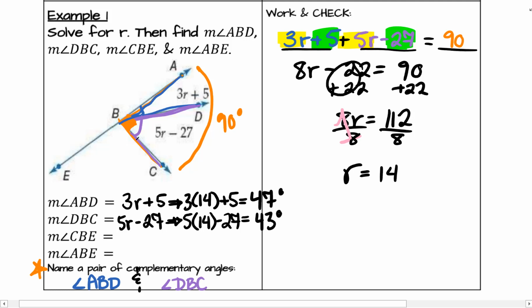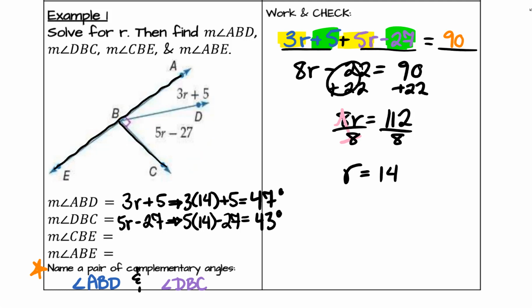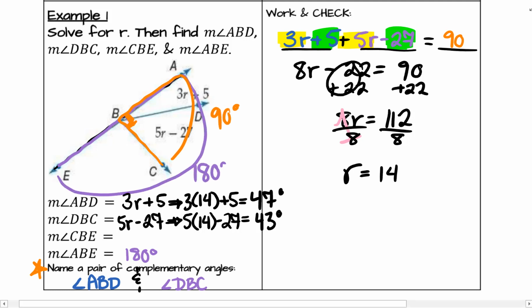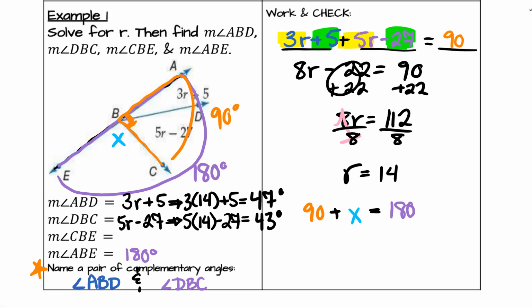Angle CBE. Let's look at the measure of angle ABE. That right there is a straight line. So the measure of angle ABE will be 180 degrees. Now, we already know that the measure of angle ABC is 90 degrees because of this little box. This is 90 degrees. The whole thing is 180 degrees. So what is the measure of angle CBE? Part plus part equals whole. 90 plus x equals 180. To solve for x, we'll subtract 90 on both sides.